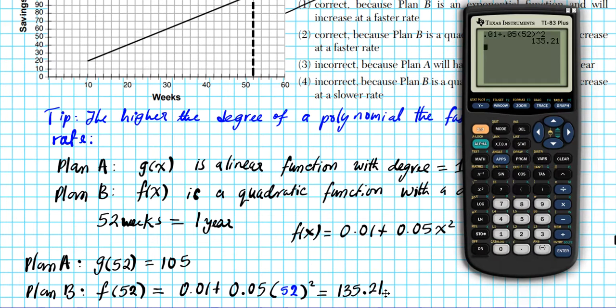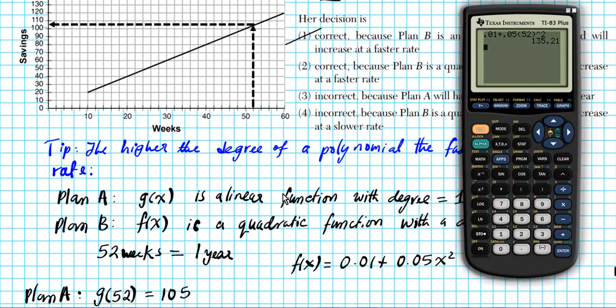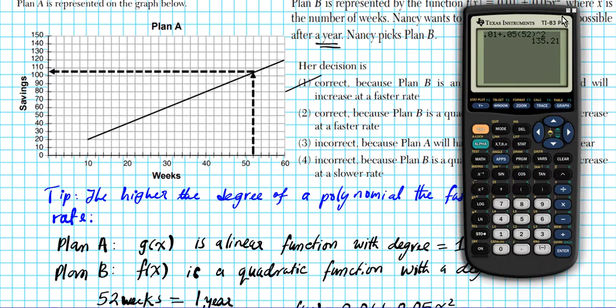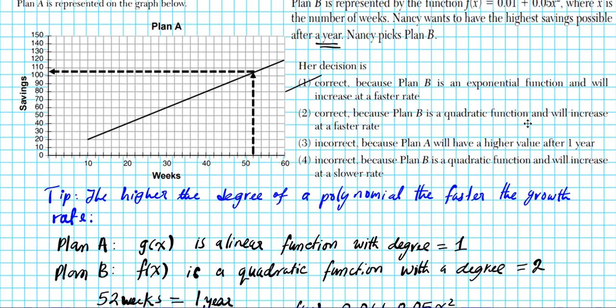Clearly, plan B has a higher amount. So, back to the question. Is Nancy's decision correct or incorrect? Nancy's decision is correct, because we have a bigger savings balance using plan B as opposed to plan A. So we eliminate 3 and 4. Our answer is option number 2.